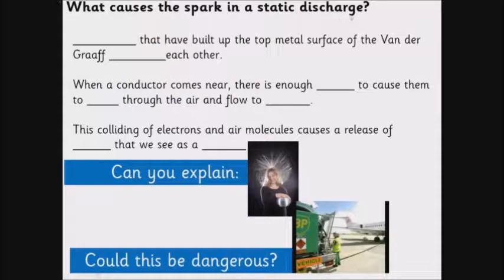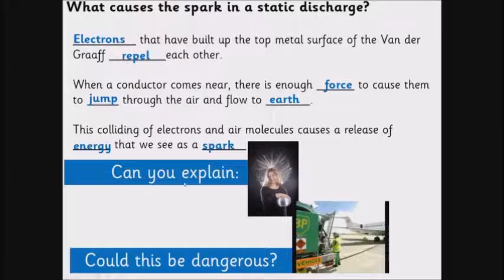So what causes the spark in a static discharge? We've said electrons that have built up on the top dome or the top metal surface of the Van de Graaff all repel each other. When a conductor comes near, there is enough force to cause them to jump through the air and flow to Earth. You might have picked that up from your study of what we mean by Earth in terms of household electricity. So they flow to Earth, they jump through the air through you or through the metal conductor and discharge the Van de Graaff. This colliding of electrons and air molecules causes a release of energy that we see as a spark.